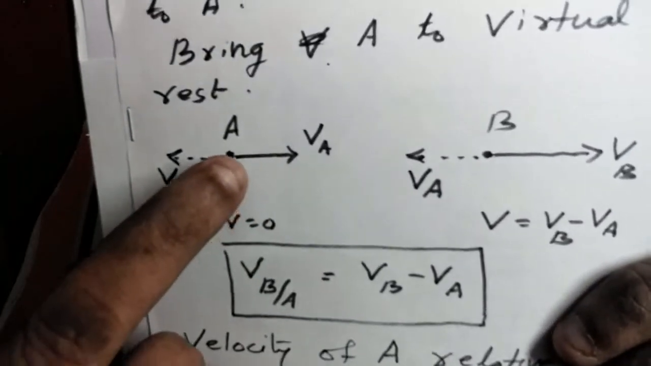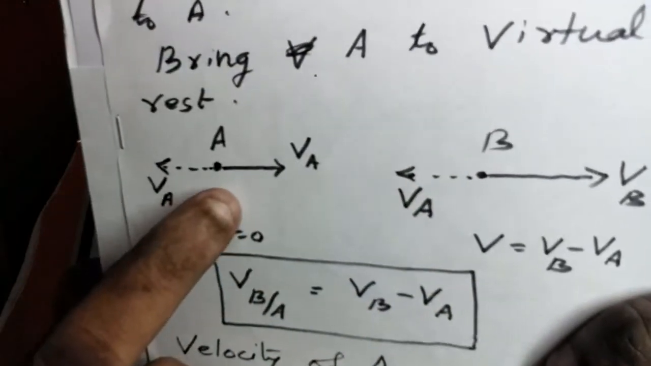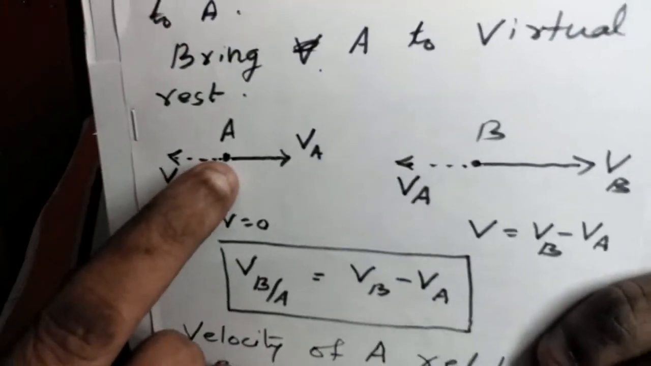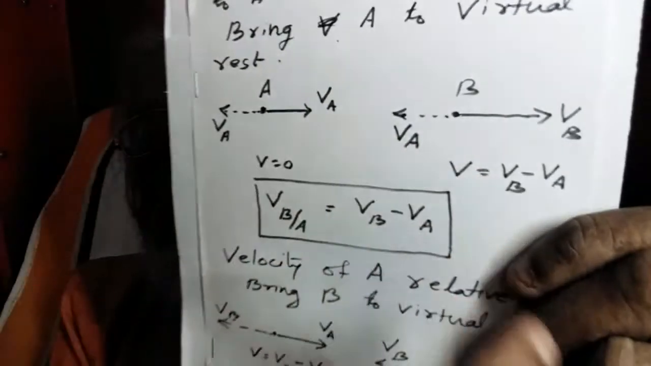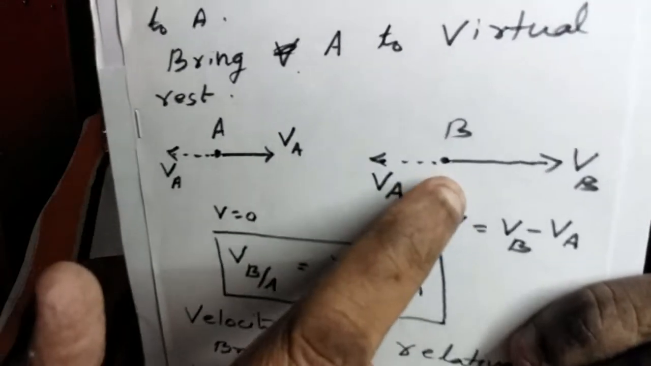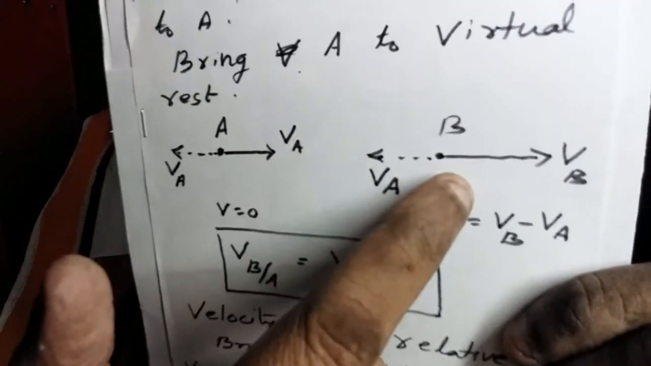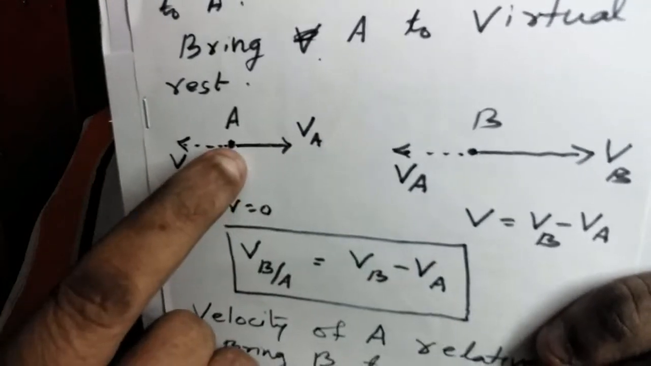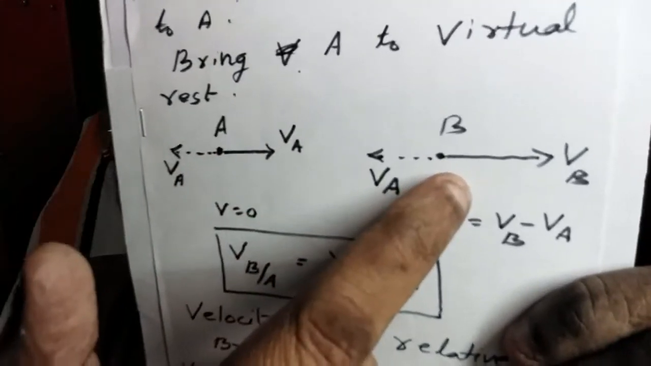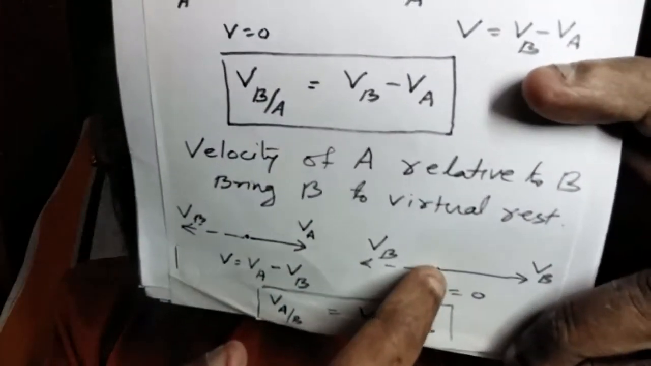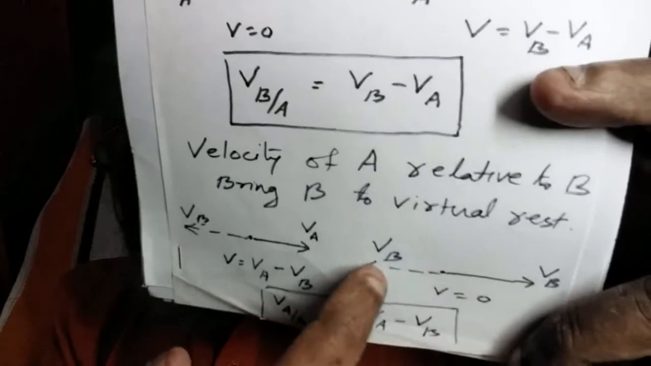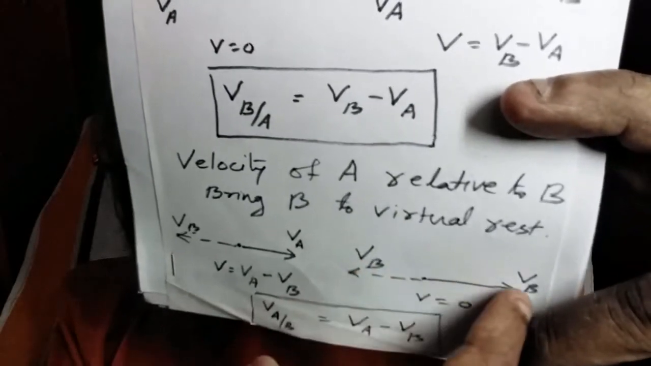Likewise, suppose we have to observe velocity of A relative to B. Here the motion of A is the event and B is the frame of reference. What is to be done? You bring B to virtual rest and observe what is the velocity of A. To bring B to rest, what must be done? You add VB in the opposite direction of this VB.